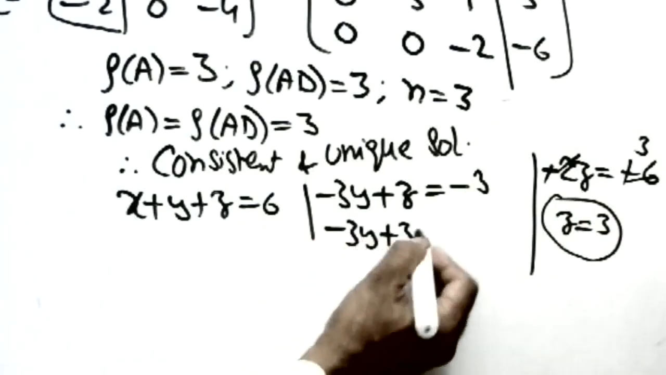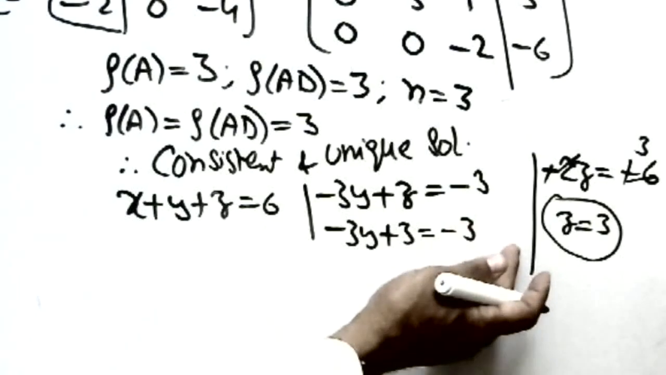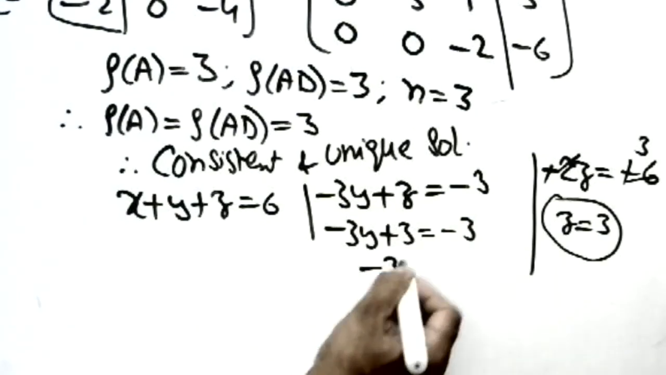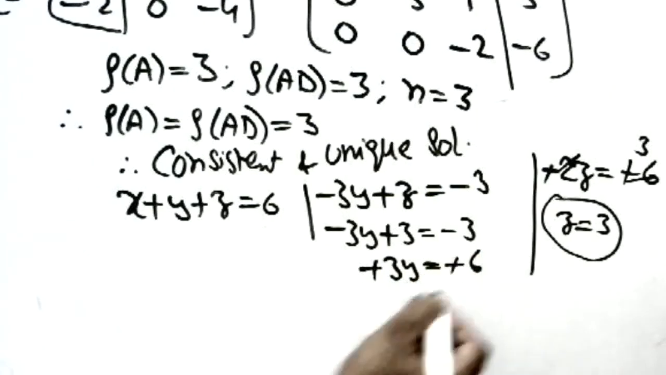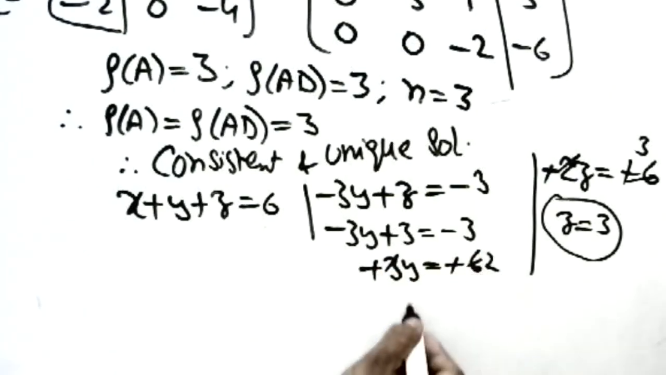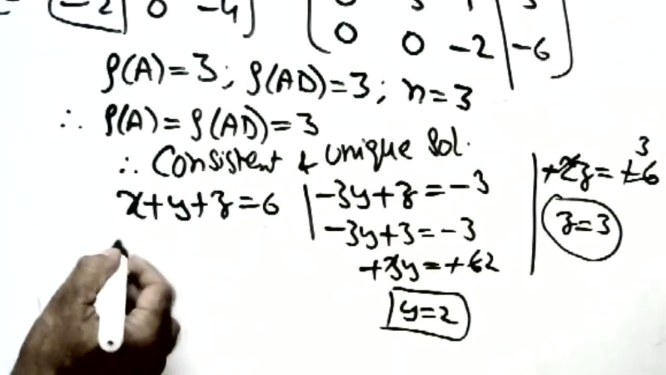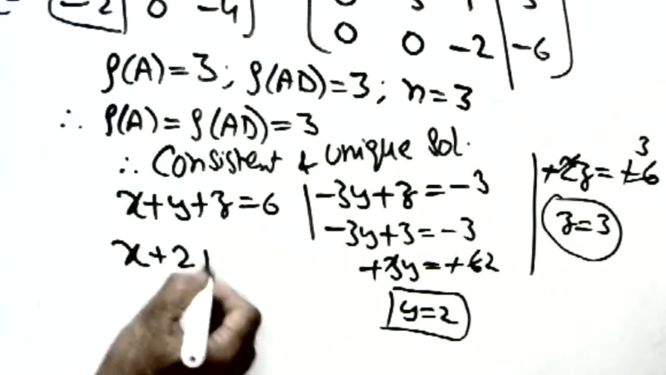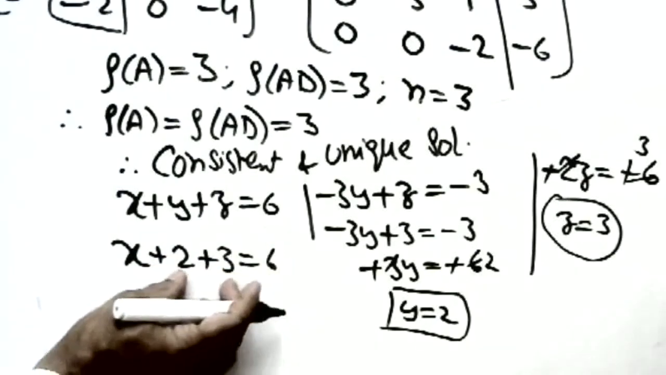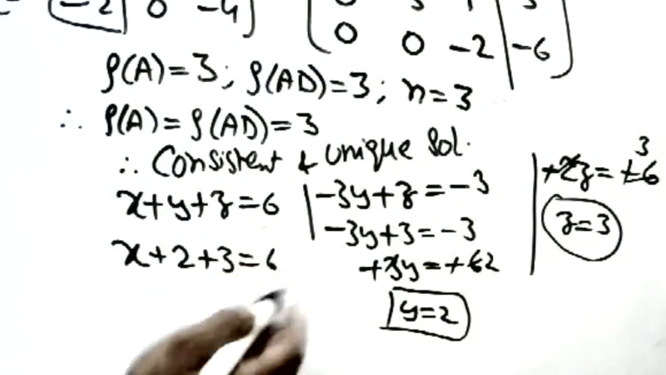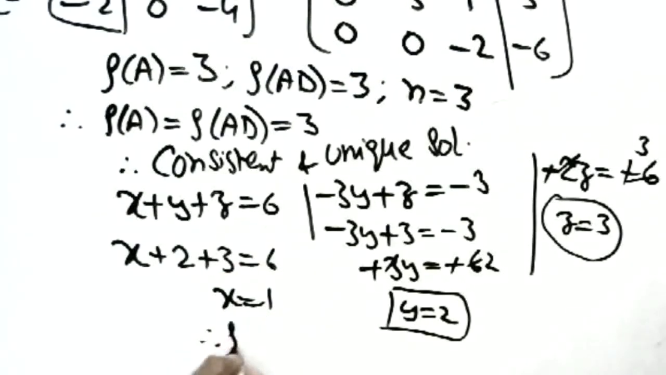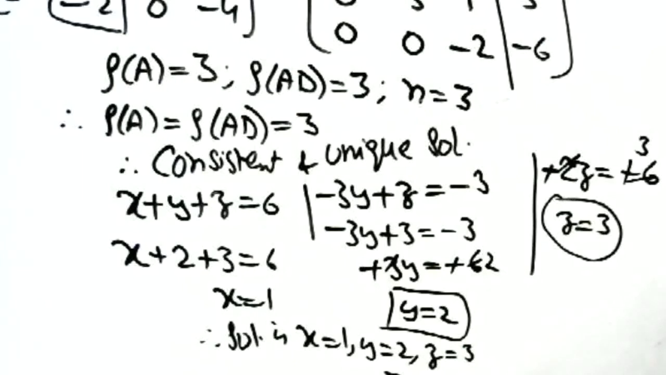Now put z here: minus 3y plus 3 equals minus 3. Bring this 3 here: minus 3 minus 3 is minus 6. Minus 3y equals minus 6. Minus minus cancel. 3 1s are 3, 3 2s are 6. So y equals 2. So we got y and z. Let me substitute this here: x plus y is 2 plus z is 3 equals 6. 3 plus 2 is 5. Bring this 5 here, minus 5. 6 minus 5 is 1. Therefore the solution is x equals 1, y equals 2 and z equals 3, the required solution.